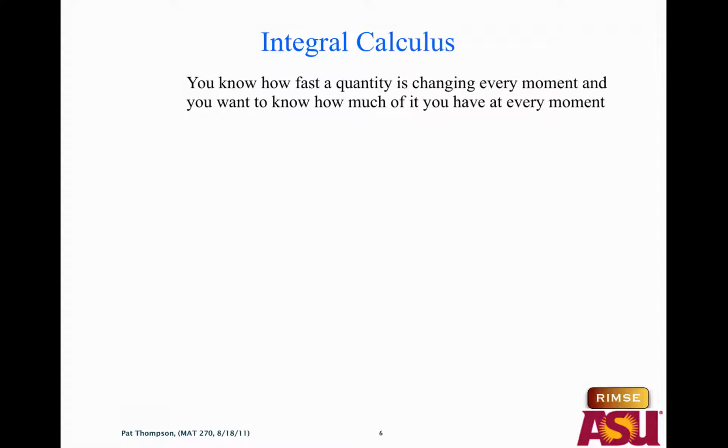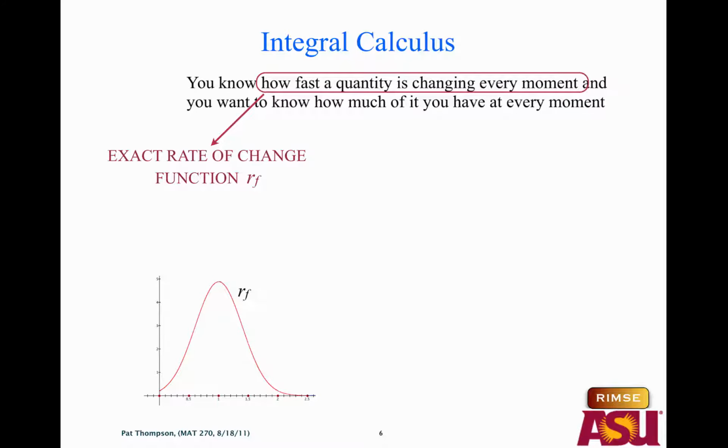Okay, so let's do an overview of Chapter 5, which is about this: you know how fast a quantity is changing at every moment. What would tell us how fast a quantity is changing at every moment? Well, that's what a rate function does. An exact rate of change function, for any value of the independent variable, gives us the rate of change at that moment. This illustration was for our unloading sand that we've done a couple times over the last week. This is the exact rate of change, and we call that R sub f.